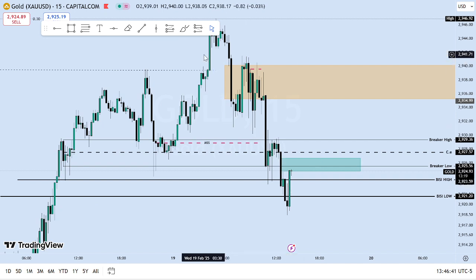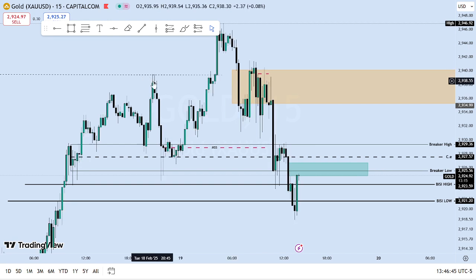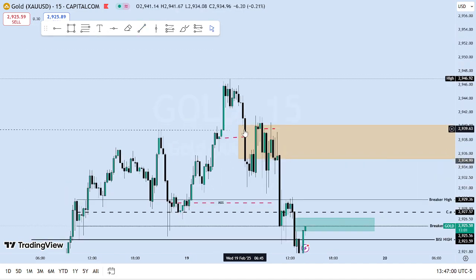Price will seek for liquidity after taking the high of Tuesday. This is the Tuesday high. That's it. Swept it. We break below a structure. This is market structure shifting. Is there any fair value gap? Yes, here's the fair value gap.